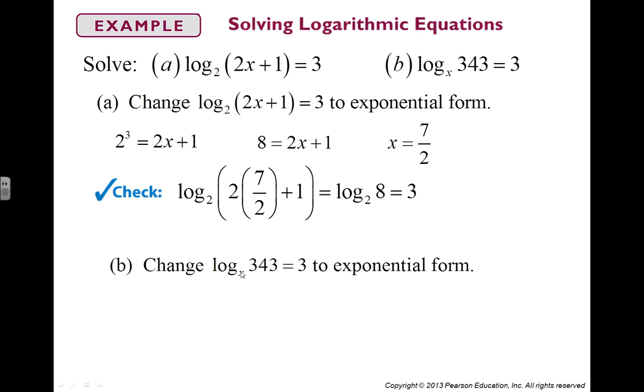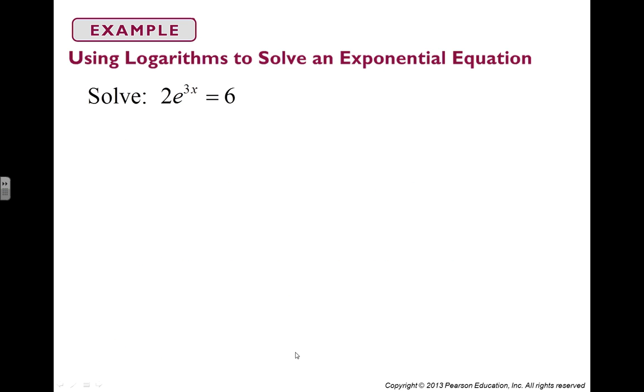All right, so let's look at b. We're going to rewrite this in exponential form. So x is our base, 3 is our exponent, and it is equal to 343. So something to the third power is 343. You can do that by taking the cube root, and you get x equals 7. I'm going to do a little check. Is 7 to the third power equal to 343? Yes, it is.